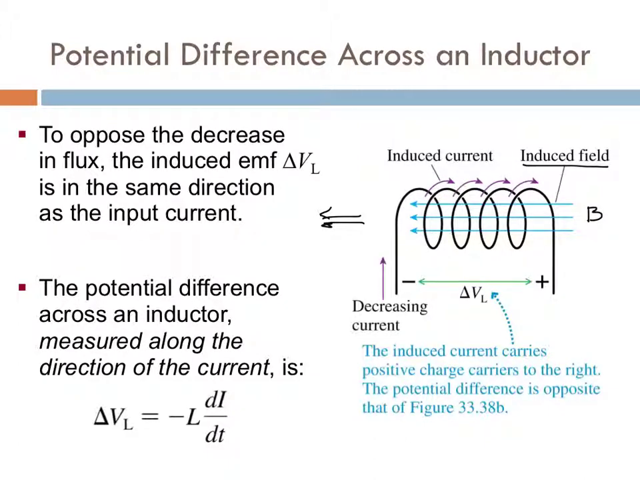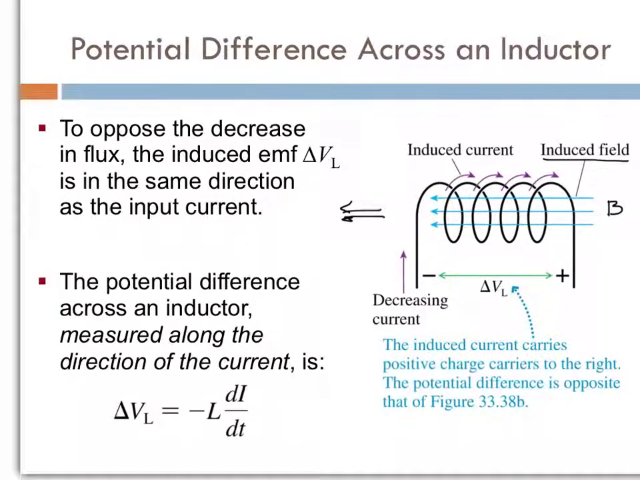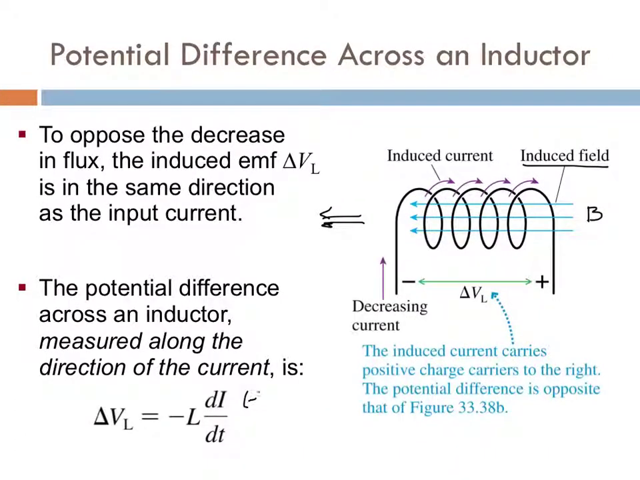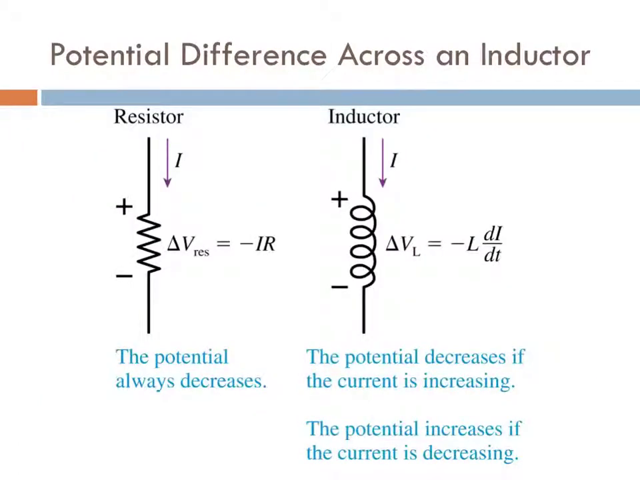So that means if I put a negative here for a decrease in current, that negative times this negative means I'm going to get a positive change in potential as I move across my inductor. So that means on the left-hand side, I'm going to have a negative potential, and on the right-hand side, I'll have a positive potential. Here's a good summary of what we just talked about.